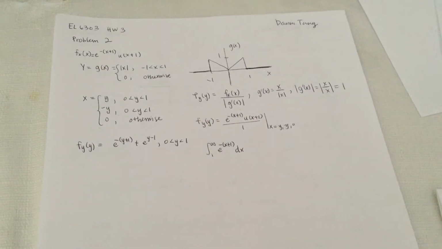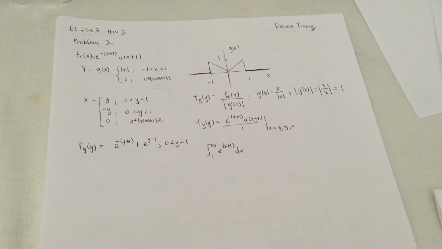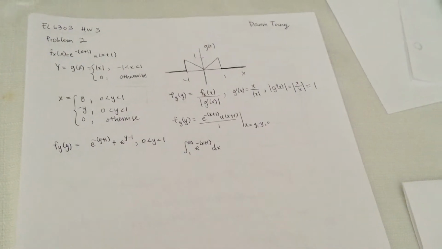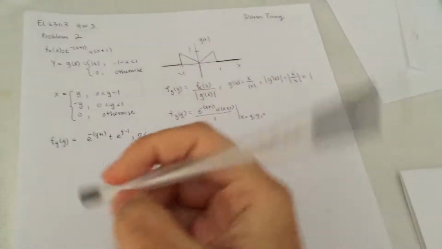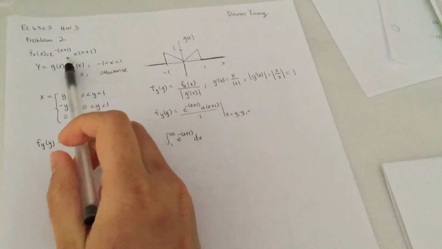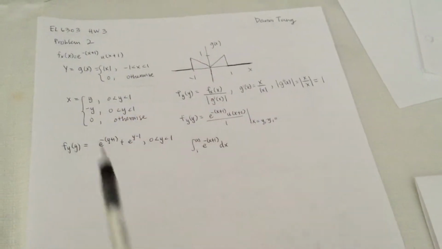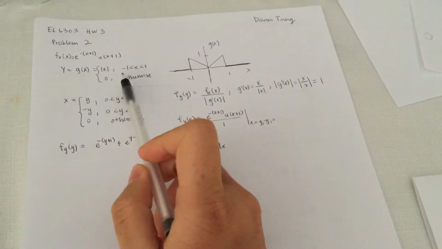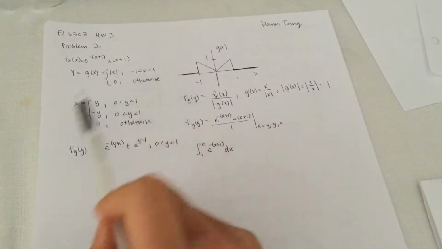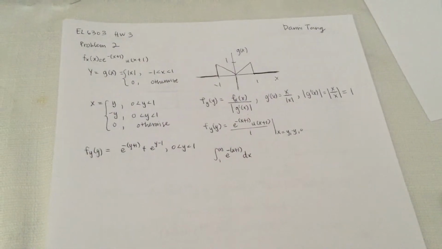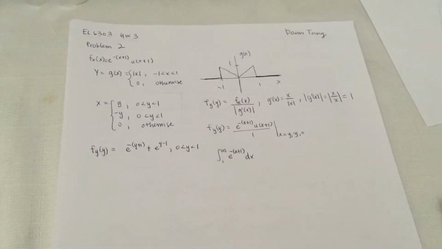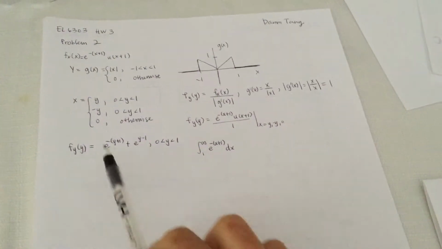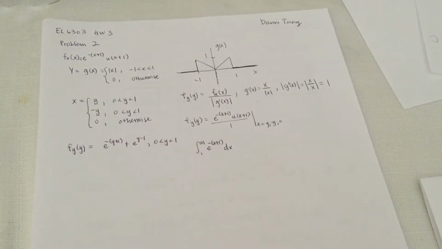I'll be doing the probability and stochastic homework 3, problem 2, and we're given a probability density function f of x equals e to the negative x plus 1 times unit step function x plus 1. And we're also given y equals g of x equals absolute value of x from -1 to 1 and 0 otherwise. And the problem asks us to find the small f of y, the capital F of y, which is just a PDF written in terms of the variable y.